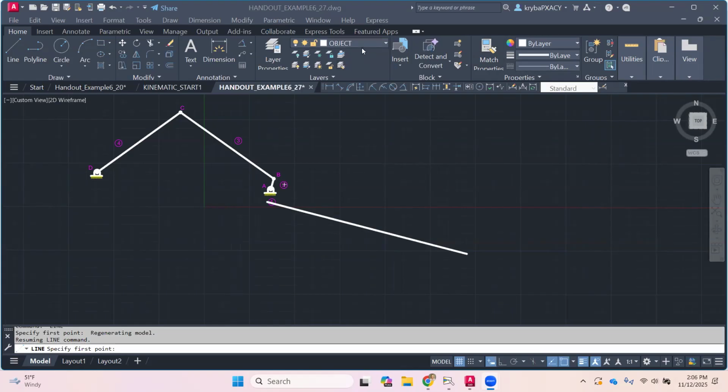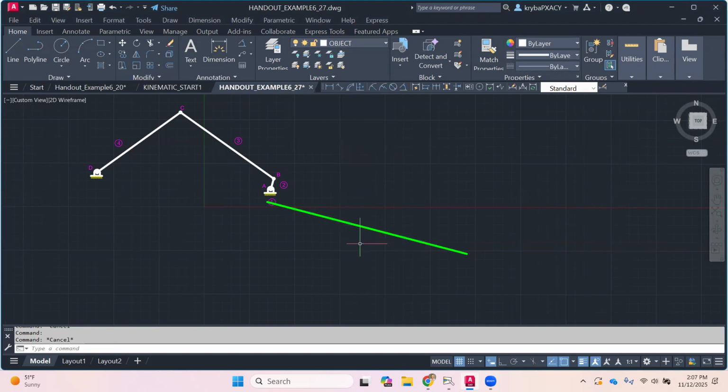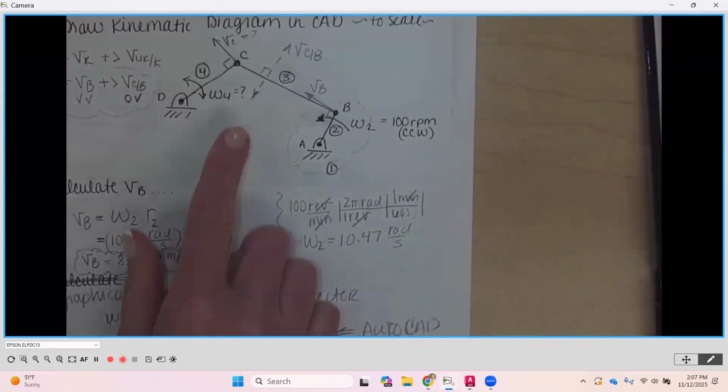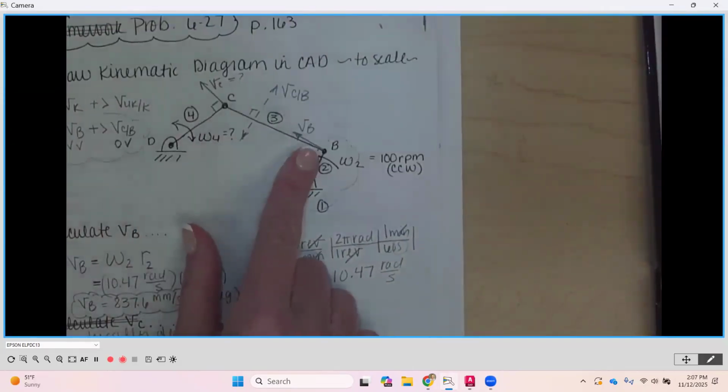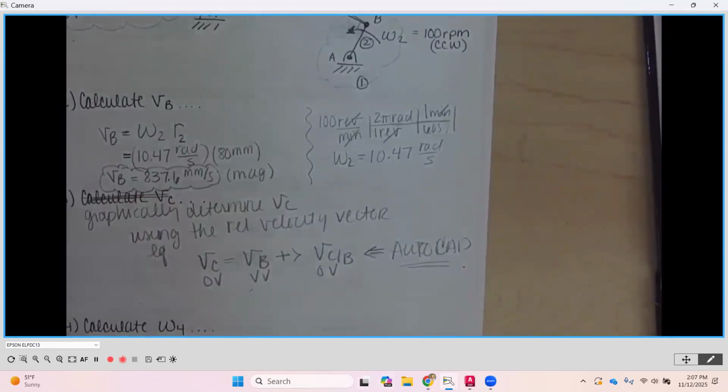So what I'm going to do is select it. I don't want it on the object line layer. I'm going to put it on object 2 just so it's a different color. Now I want to make it the appropriate length. If you recall, the length of link number 3 was 800 millimeters, and our velocity B is 800. So we can keep it the same scale. Does that make sense? Because it's going to be about the same size anyway.